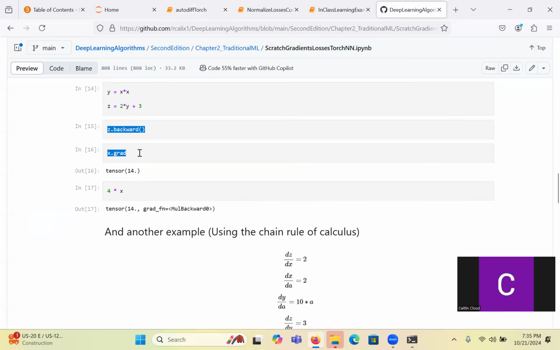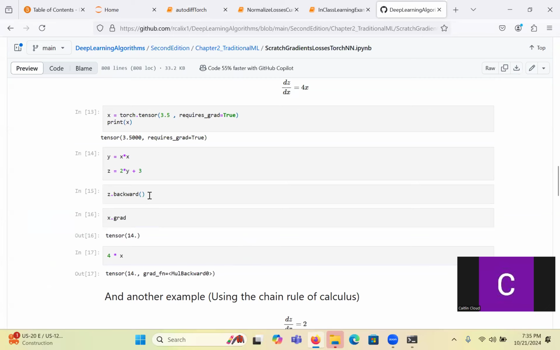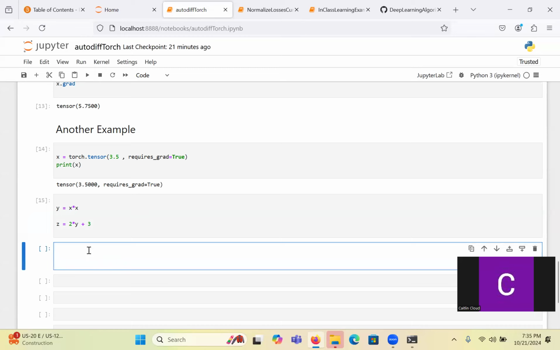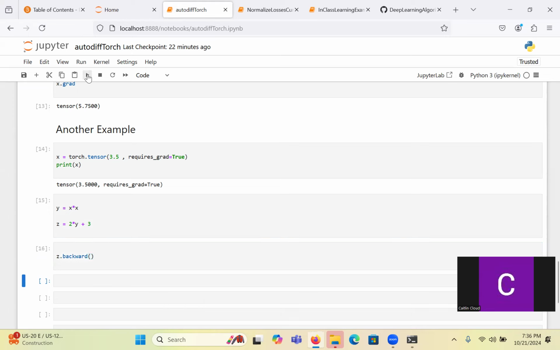So now, quite simple, I invoke z and I say backward. Because I marked that x requires grad, I will have that grad component, which is equivalent to taking that input and passing it through the derivative of that function. Then I use that result to update the weights. So I'm going to go ahead and do that. Done. See how, like magic.